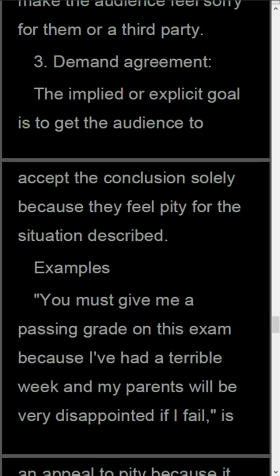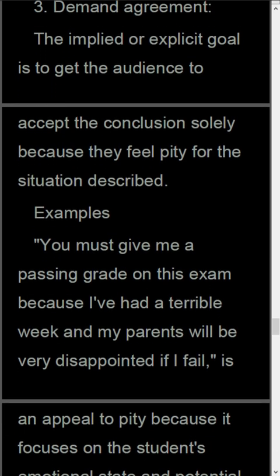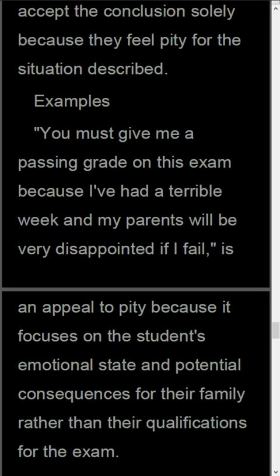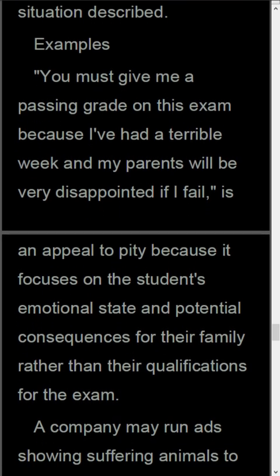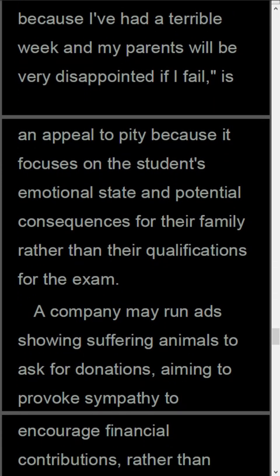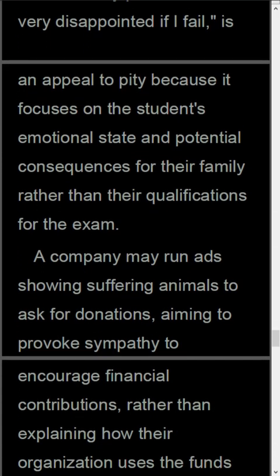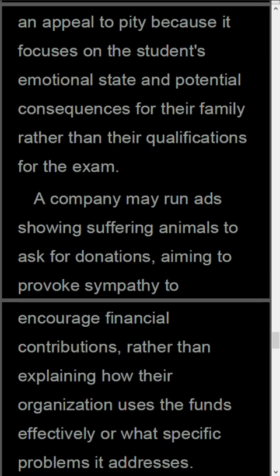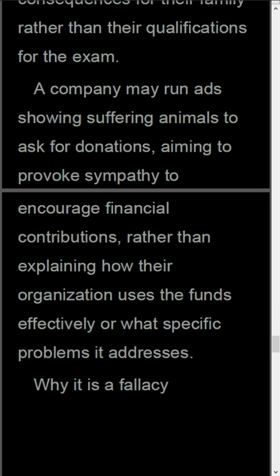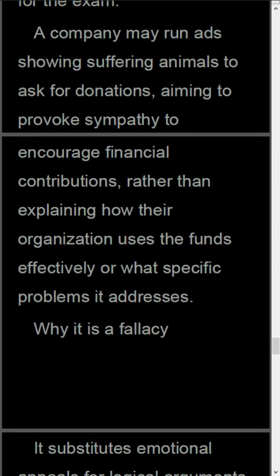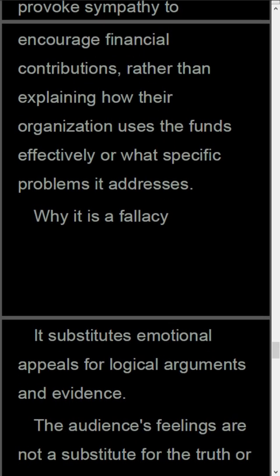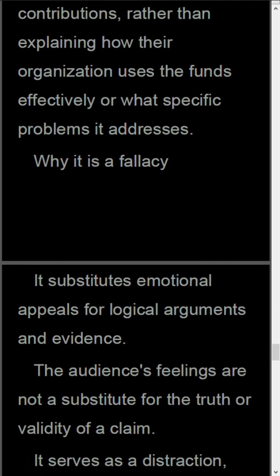Examples. You must give me a passing grade on this exam because I've had a terrible week and my parents will be very disappointed if I fail. This is an appeal to pity because it focuses on the student's emotional state and potential consequences for their family rather than their qualifications for the exam. A company may run ads showing suffering animals to ask for donations, aiming to provoke sympathy to encourage financial contributions, rather than explaining how their organization uses the funds effectively or what specific problems it addresses.